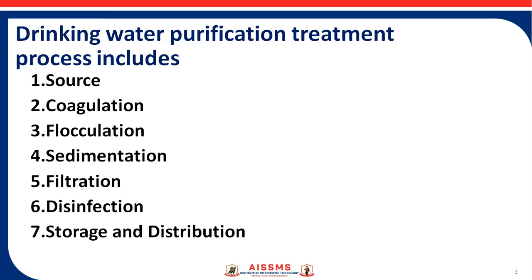Coagulation. After water is pumped into the treatment plant, the purification process begins. Coagulant chemicals are added to the water and mixed at a high rate. The coagulation causes any fine particulates in the water to stick together, forming larger clumps of particles known as floc. These floc attract dirt particles, making them eventually heavy enough to sink to the bottom of the water storage tank.